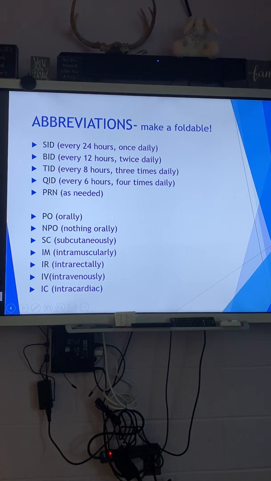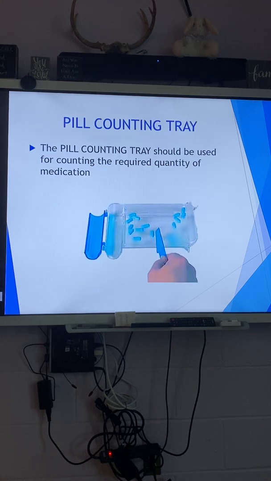And we're gonna move on. So this is something I would start studying now, a little bit each night, and use this foldable to help you. All right. There is something called a pill counting tray.